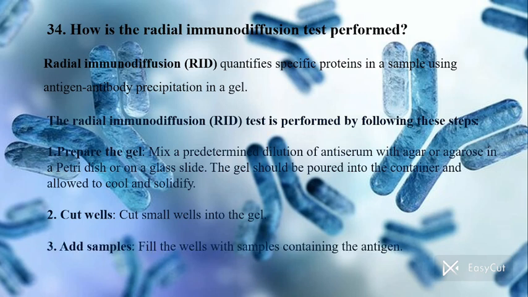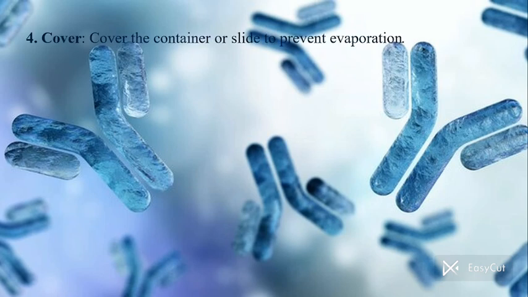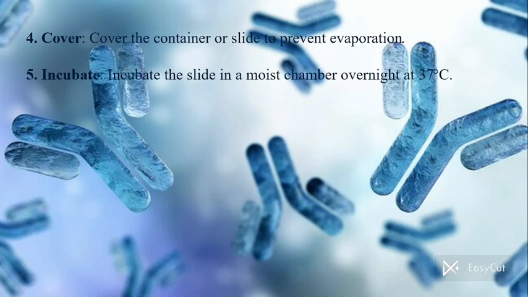The third step is to add the sample, where the wells are filled with the sample containing antigens. The next step is to cover our petri dish or slide to prevent evaporation. The next step is to incubate our petri dish or slide at 37 degrees Celsius. Here we may use a slide or a petri dish.